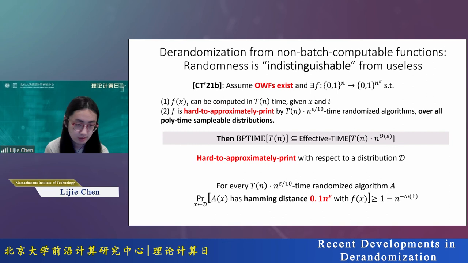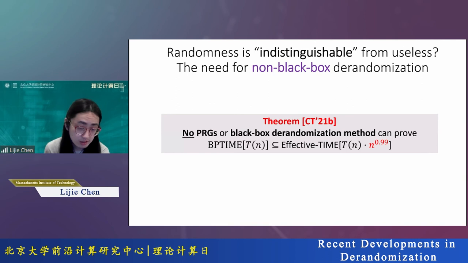So let me talk a little bit more about why we need a new framework for such a thing. Essentially, we can show that if we only use PRGs or any black-box generalization method, in the sense that you only evaluate your circuit, having only black-box access to the circuit you're randomizing, then no such thing can prove T(n) time being effective T(n) time like n^0.99 time. It's because we want it to hold over all polynomial time sampleable distributions, which means that the sampler can potentially run the PRG to figure out what your pseudorandomness is and construct a better input for you.